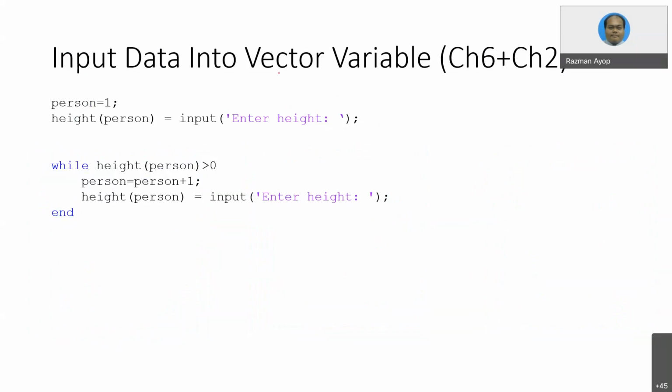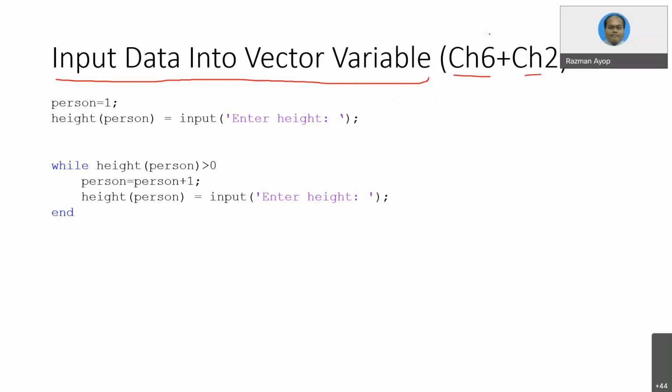For chapter 6, which is input output, you have to focus on how to input data into a vector variable. Usually in chapter 6, you only input data into a variable, but for this case, you have to focus on how to input the data in a vector. So you have to combine chapter 6 and chapter 2.